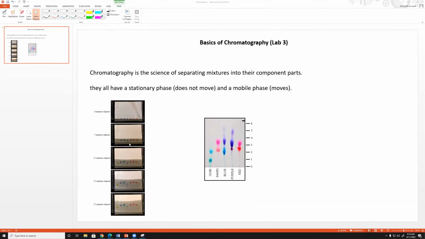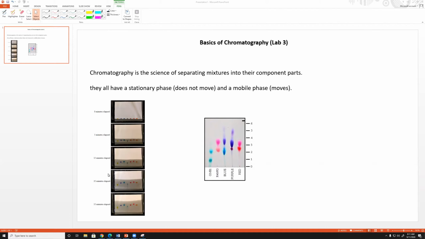The liquid will move up the paper and bring the components of the mixtures with it from the starting point. Depending on the structure and the behavior of the compounds in the mixture, they will move a certain distance along the paper. That depends on what solvent you use and what stationary phase you use, and there's a whole science around determining the best mobile phase and stationary phase for your chromatography experiment.